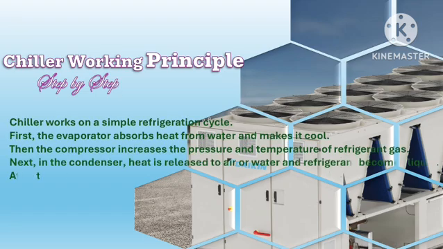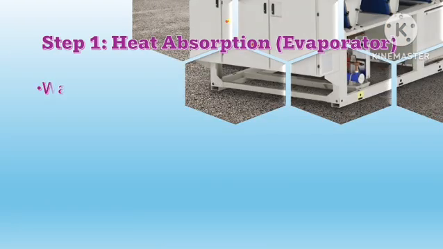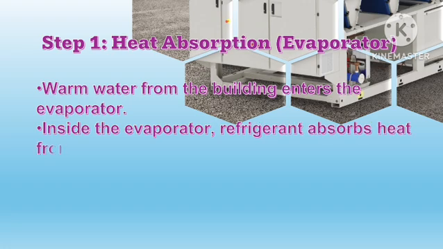Warm water from the building enters the evaporator. Inside the evaporator, refrigerant absorbs heat from the water. This makes the water cool down and go back to the building. The refrigerant turns into low-pressure vapor.